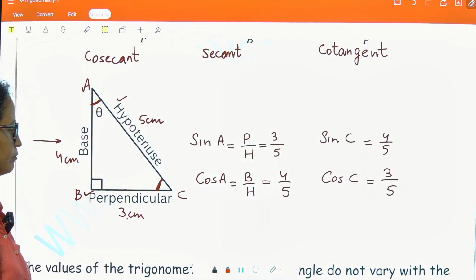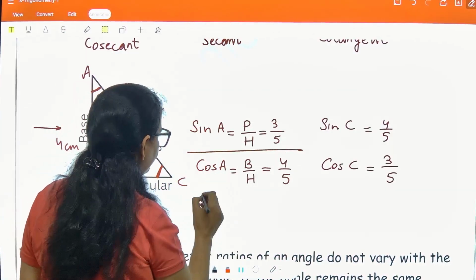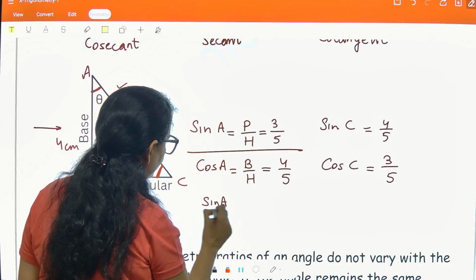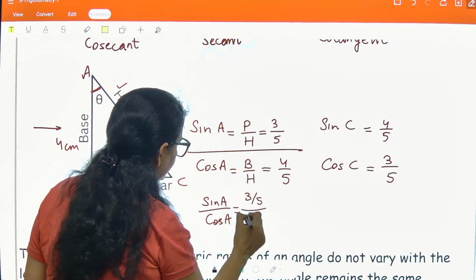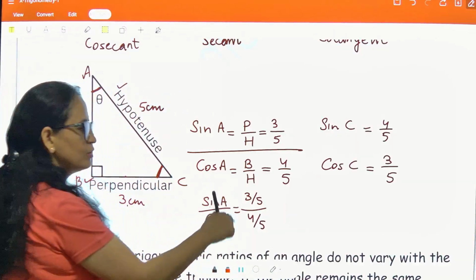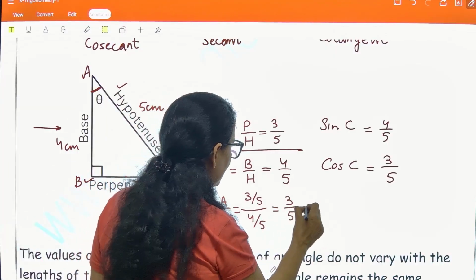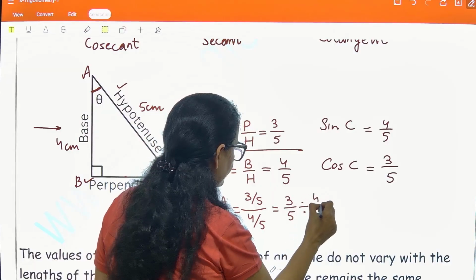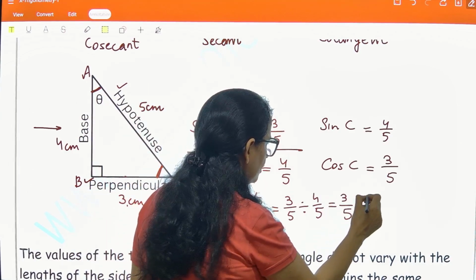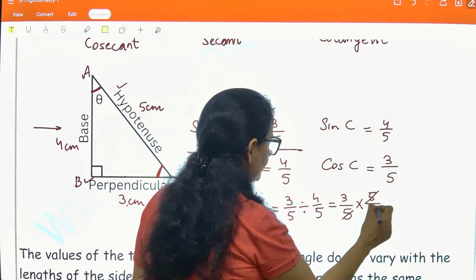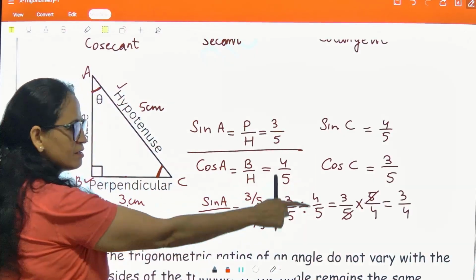I hope it's clear. Now what if I divide this sine A by cos A? Sine A by cos A is going to be equal to 3 by 5 divided by 4 by 5. Please do these divisions carefully. Many students make mistakes here. If you are not comfortable, write it like this, and then flip the fraction after the division sign and then calculate. So the answer is 3 by 4. So that means sine A by cos A is 3 by 4.